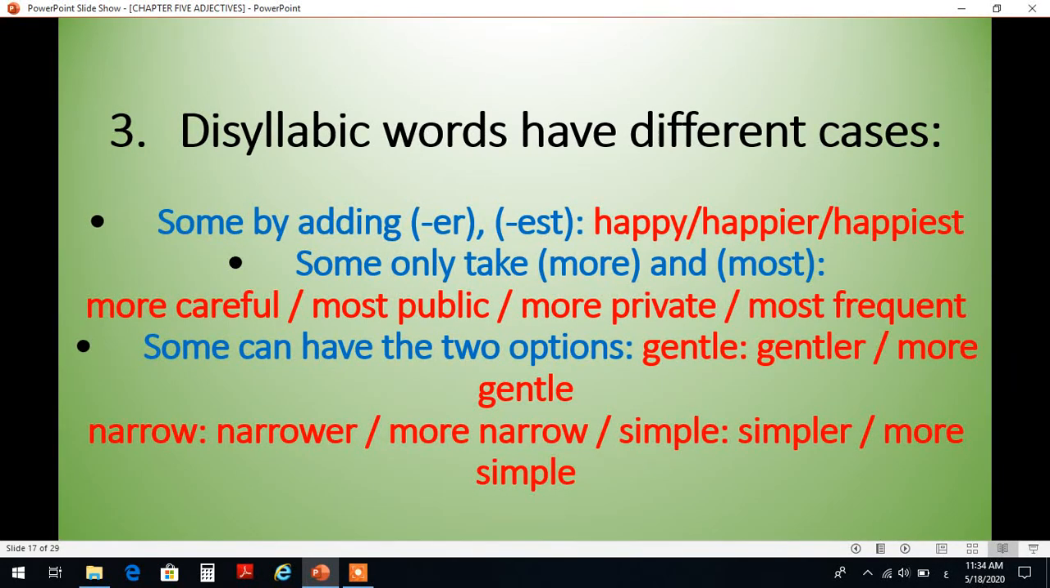Some can have the two options. بعض الصفات المكونة من مقطعين صوتيين يمكن أن يطبق عليهما الخياران. يعني ممكن أن نضيف est وممكن أن نستخدم more and most. Okay? For example, narrow. We can either say narrower, narrowest, or we can say more narrow, most narrow. Simple. We can either say simpler, simplest, or we can say more simple, most simple. So the two options apply here. الحالتين ممكن أن تطبق على بعض الصفات المكونة من مقطعين صوتيين.